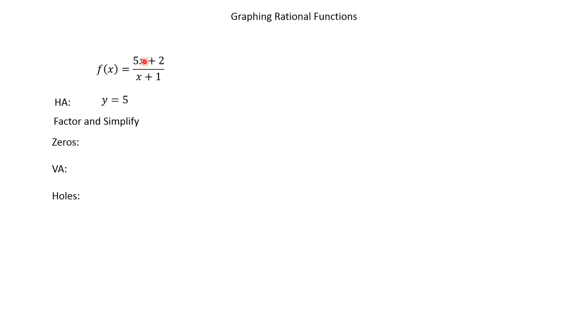So zeros, the top has to equal 0. So we'd subtract 2, divide by 5. X equals negative 2/5. Vertical asymptote, the bottom equals 0. Subtract 1. X equals negative 1. And holes, we didn't cancel anything, so there's no holes again.